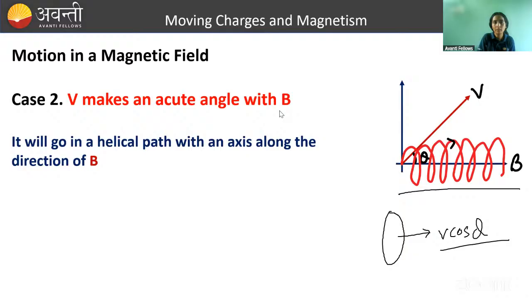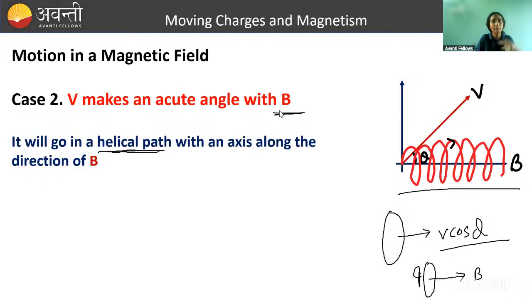So we say that when v makes an acute angle with B, then its path is what? Its path is helical. Because that charge has a velocity in this direction, along the direction of magnetic field. And this charge is also moving in a circle.